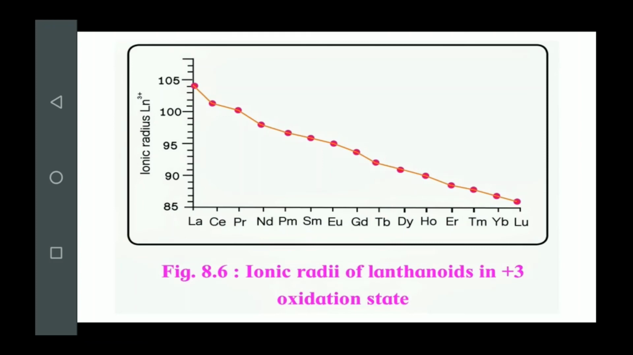तो इतने सारे एलिमेंट्स, 14 एलिमेंट्स, 15 एलिमेंट्स you are considering, but the size decreases so little due to what? Look how gradual the decrease is that they are showing. Okay, this gradual decrease in size is known as what? Lanthanoid contraction.